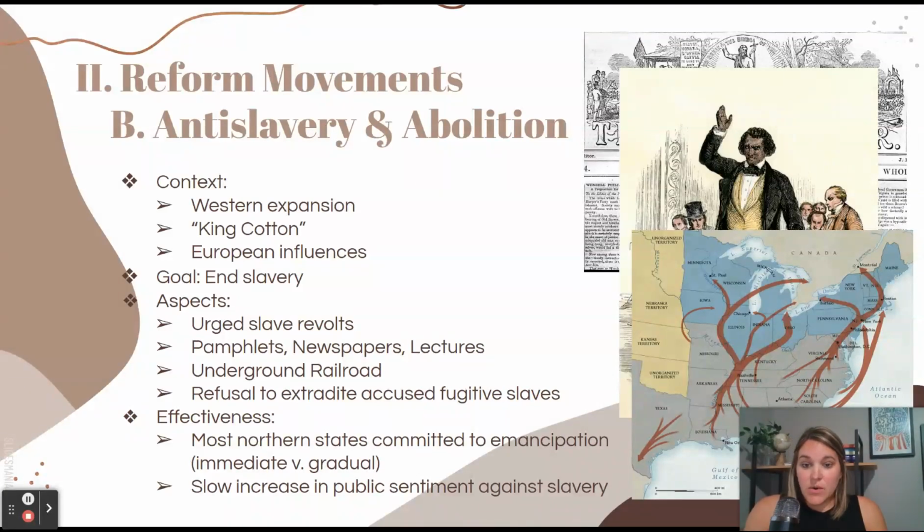So, effectiveness. What we see happening is by the eve of the Civil War, most northern states are committed to emancipation, but whether it was immediate emancipation or gradual emancipation varies by state. And there is a slow increase in public sentiment against slavery. However, most people are not ardent abolitionists and are also very against giving lots of rights to African Americans. So it's one thing to want to end slavery, it's another thing to support equal rights. So that balance will continue to be debated throughout American history.